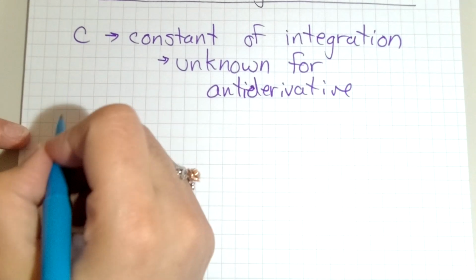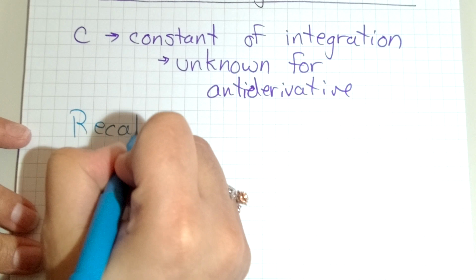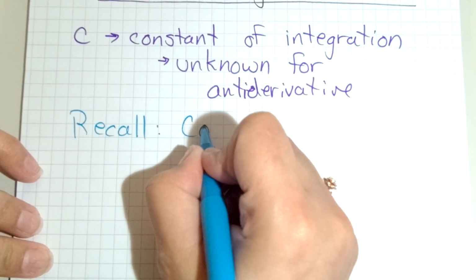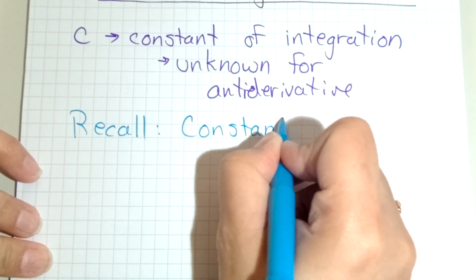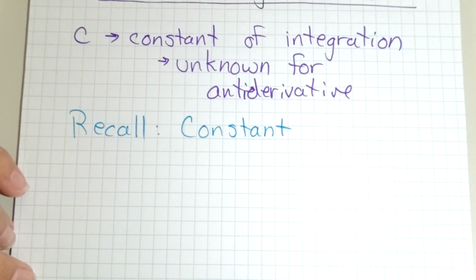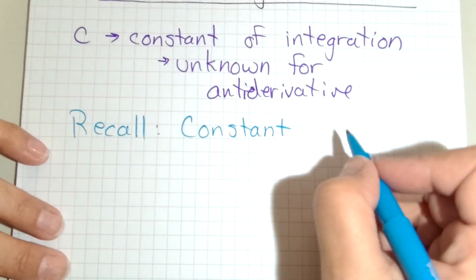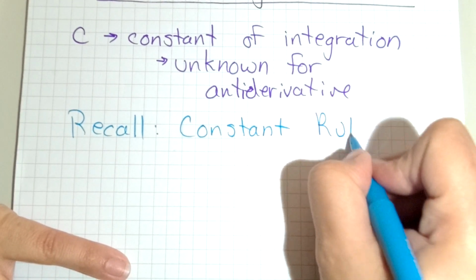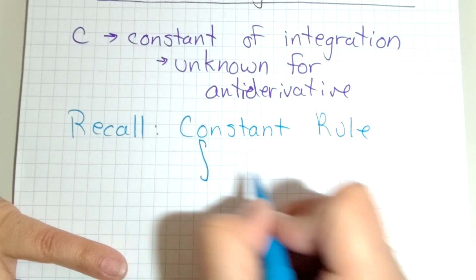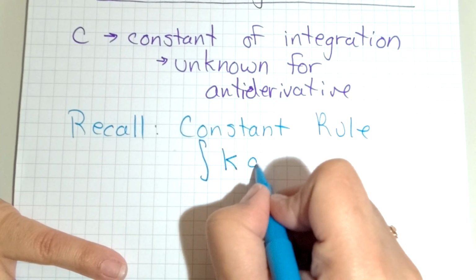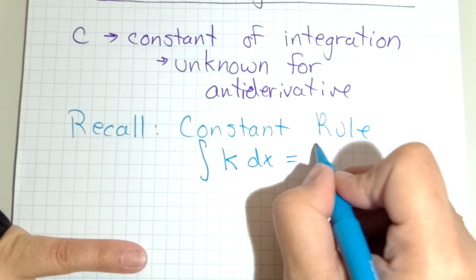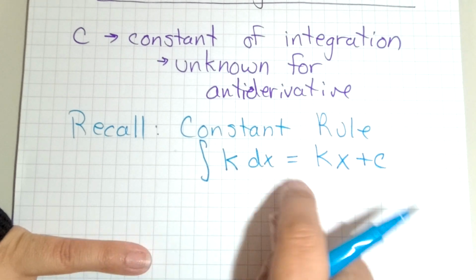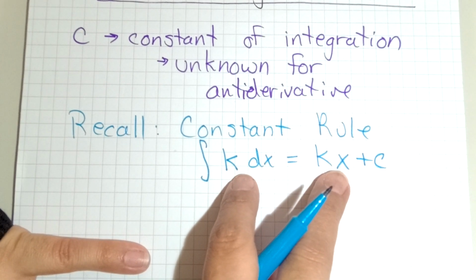As a recall, we have 2 rules right now. We have the constant rule for integration. Remember, the constant rule for integration is separate from the constant rule for derivatives. So right now we're doing integrals. It says that if I have the integral of some constant, it's going to be equal to that constant x plus c.